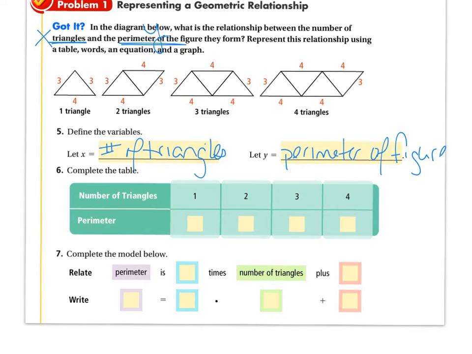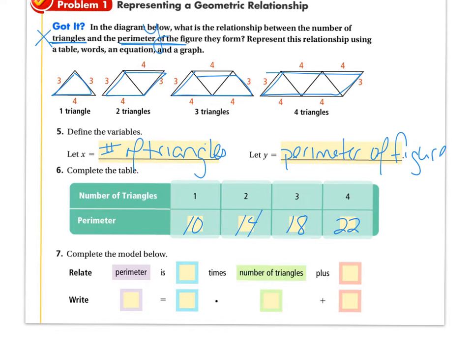Now we need to complete the table. When there was one triangle, we have a perimeter of 10. I added 3 plus 4 plus 3. When we had two triangles, we had 3 plus 4 plus 3 plus 4, or 14. Three triangles, we had 3 plus 4 plus 4 plus 3 plus 4. That's 18. And for the fourth one, we have 3 plus 4 plus 4 plus 3 plus 4 plus 4, which is 22. So far we've done words, table.